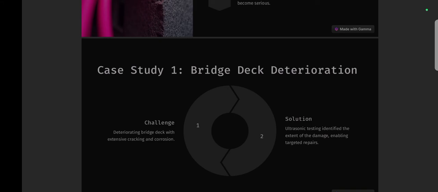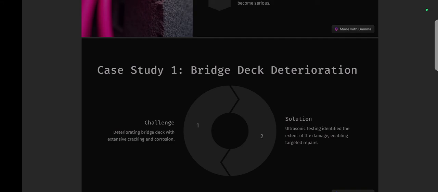The most common cause of bridge deck deterioration is corrosion of the steel reinforcement rebar within the concrete. This corrosion is typically caused by the ingress of water, chloride ions from de-icing salts or seawater, and oxygen into the concrete.